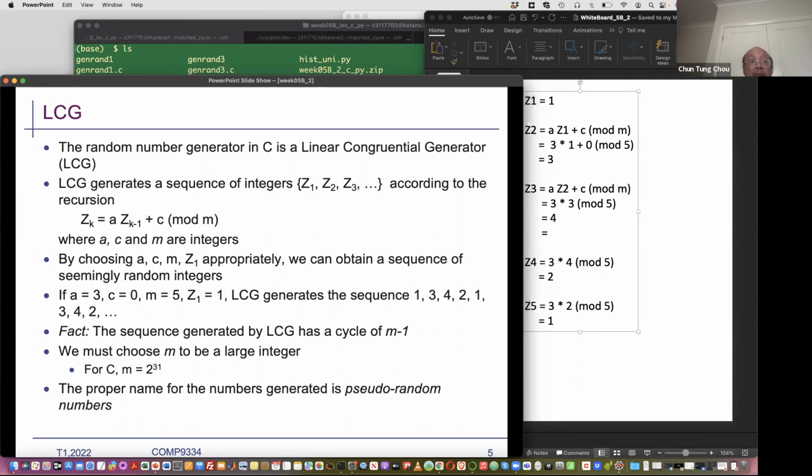Now, one thing you need to know is the correct name. It's not correct to say random numbers. The correct term for it is pseudo-random numbers that we are generating. They look random, but they are not truly random. And so that is the correct technical term for it. They are called pseudo-random numbers.